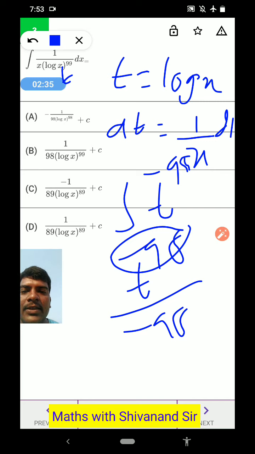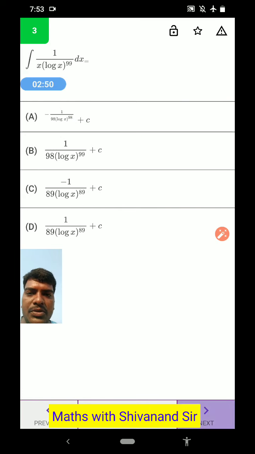Check in the options. Which option has t raised to 98 in the denominator? Nothing but t, that is log x. Log x to the power of 98. That option is there only in option number A. Hence option number A is correct. So now let me go for one more question here.